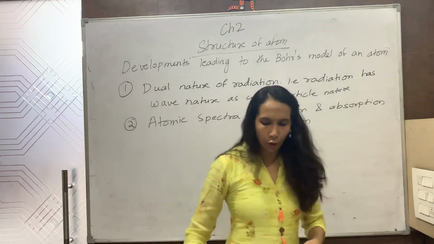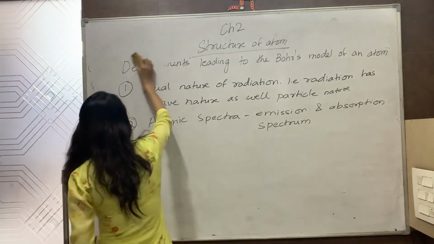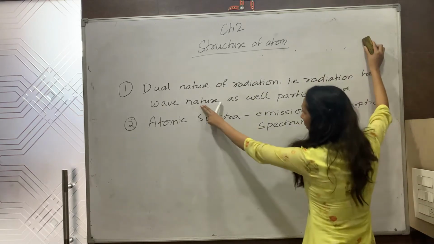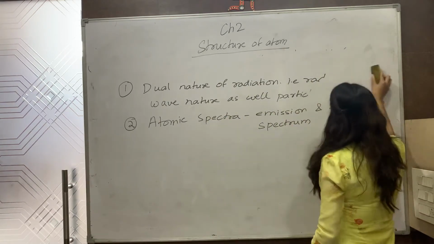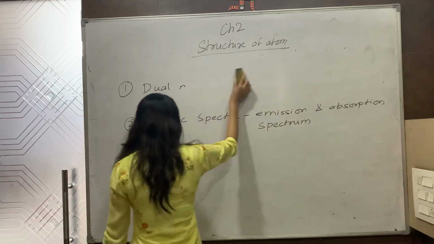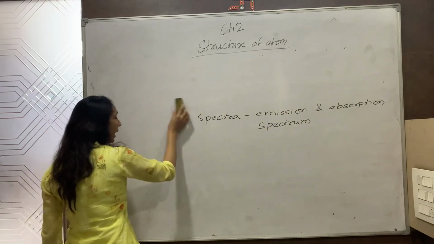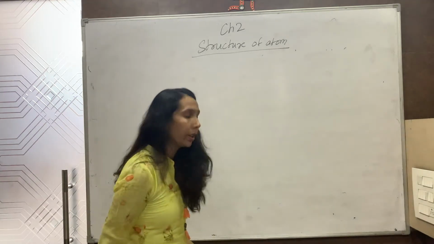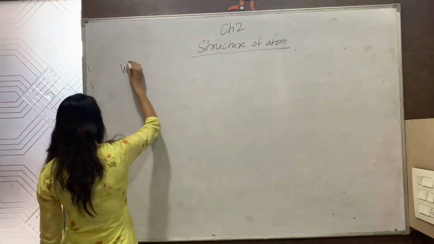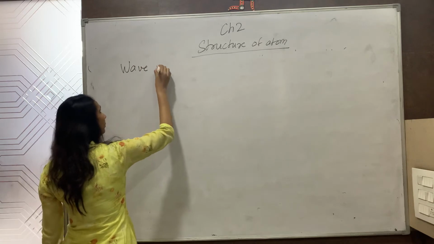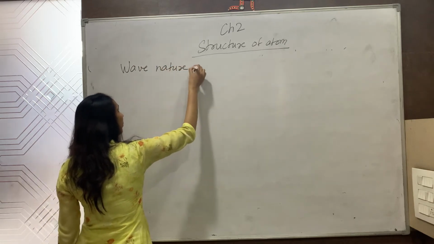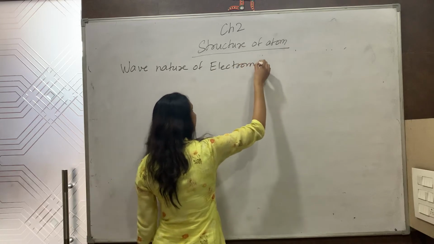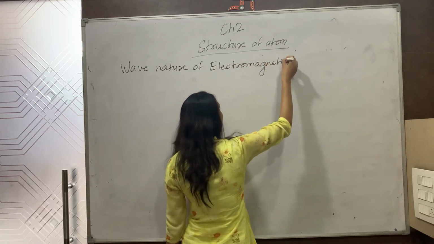So let us start with the topic wave nature of electromagnetic radiations. We are going to study the wave nature and then the particle nature. And then we will see how the two natures were combined and the dual nature of radiation was given. So we are starting with wave nature of electromagnetic radiations.